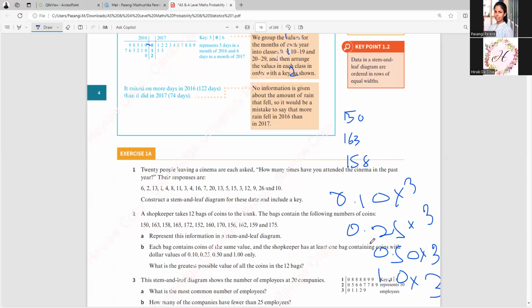But we can't say. Sometimes it can be one or two, and another can be more. But anyway, at least one is there. So now they are saying each bag contains, okay. What is the greatest possible value of all coins?